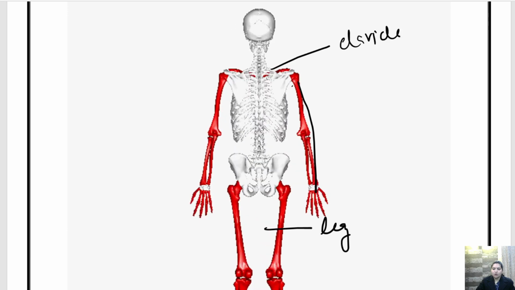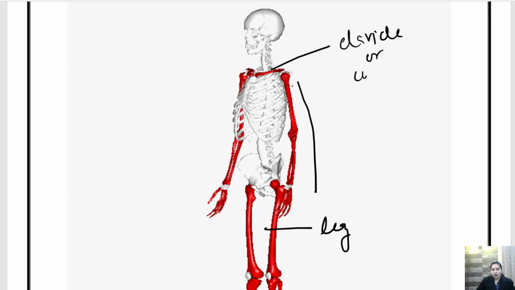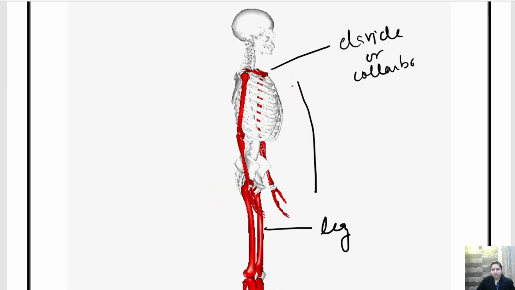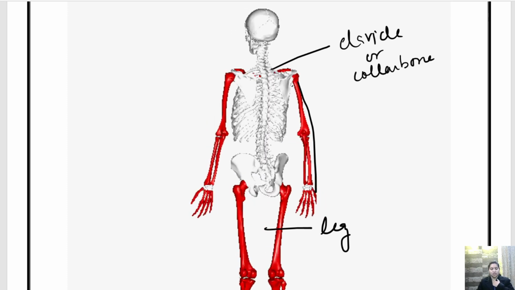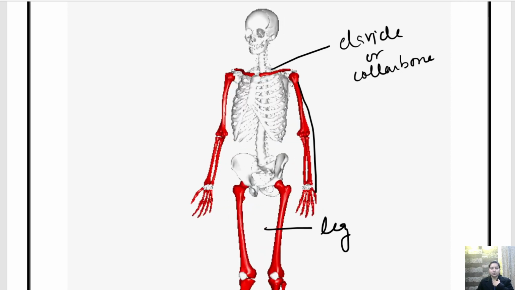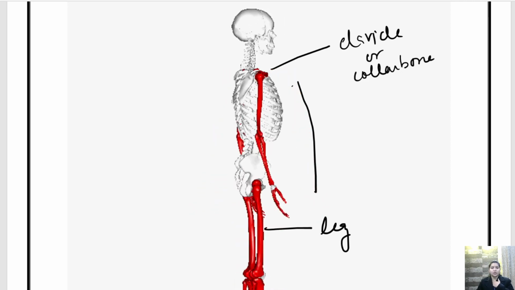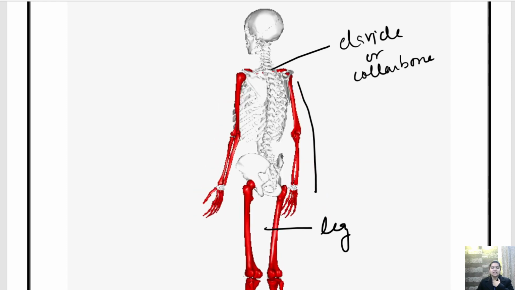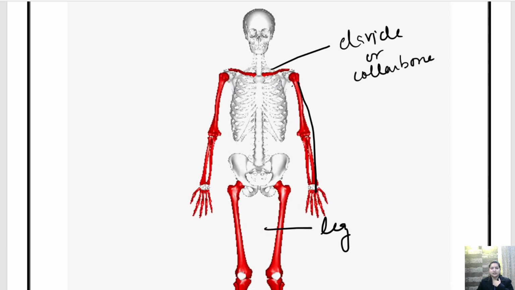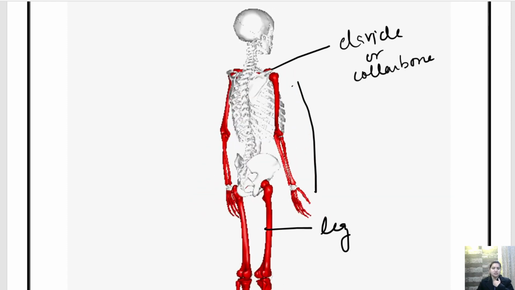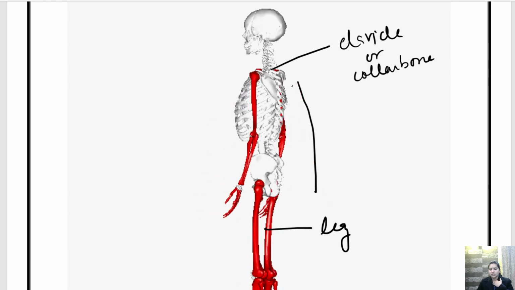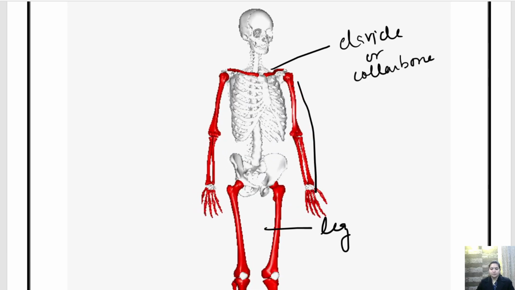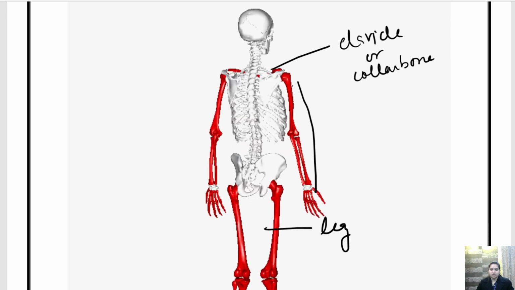And this bone, children, is called the clavicle or collarbone. Okay. You can easily touch it. So अगर आप यहाँ पे touch करो just below your neck, you can easily feel the clavicle or collarbone. So this is the clavicle or collarbone. You can touch and feel it.